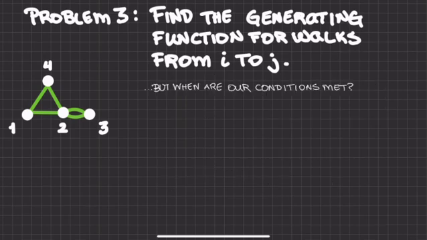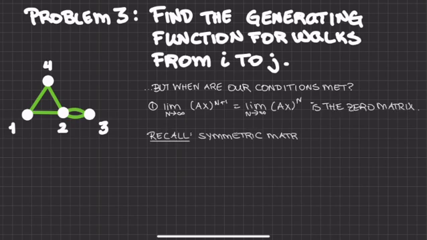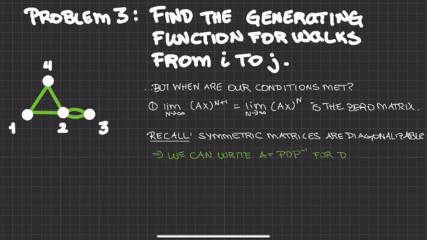Now, when are these conditions met? First, we must show that the limit as n approaches infinity of A times x to the n plus 1 is a zero matrix. We can note that this is the same as the limit as n approaches infinity of A times x to the n.